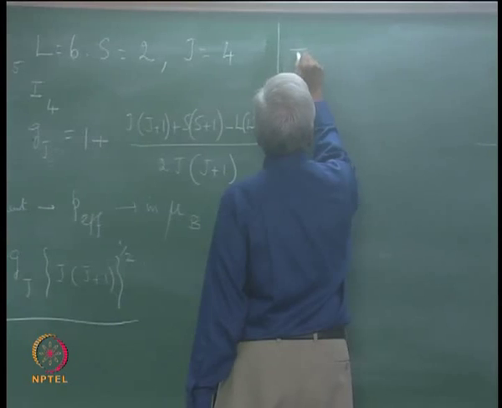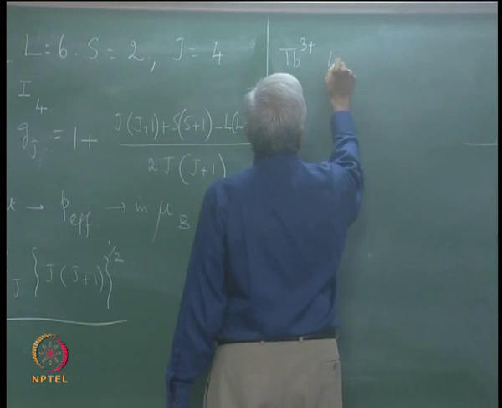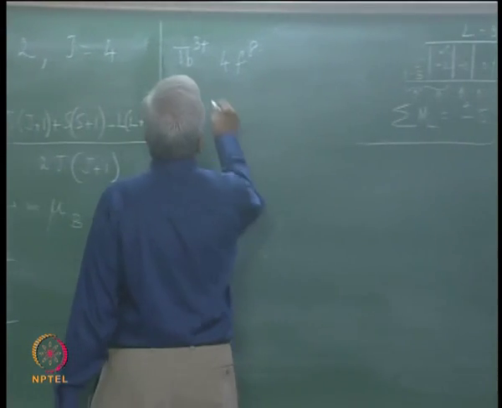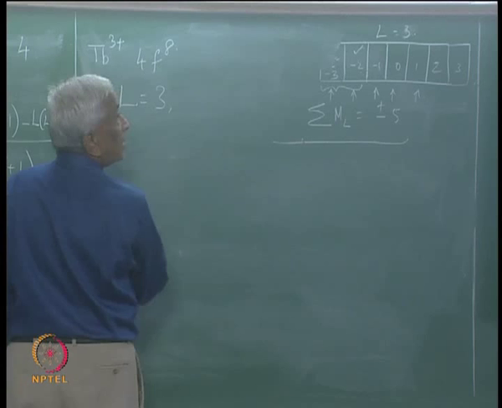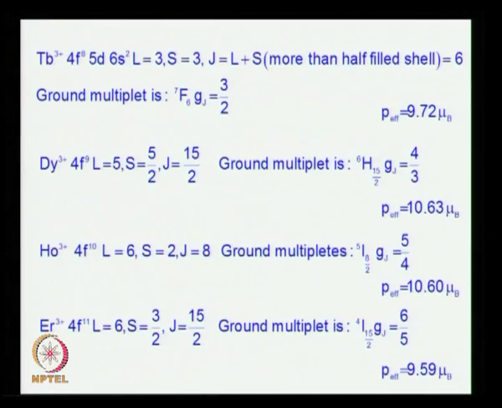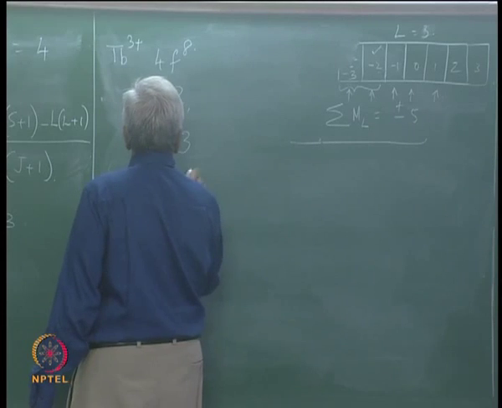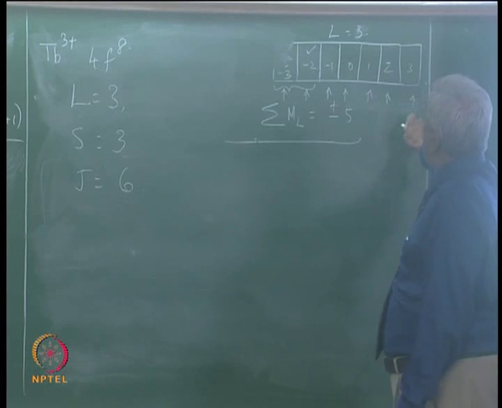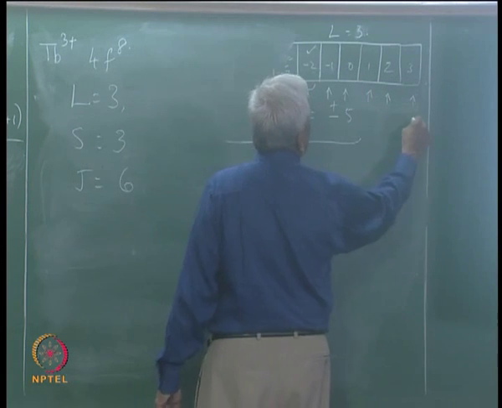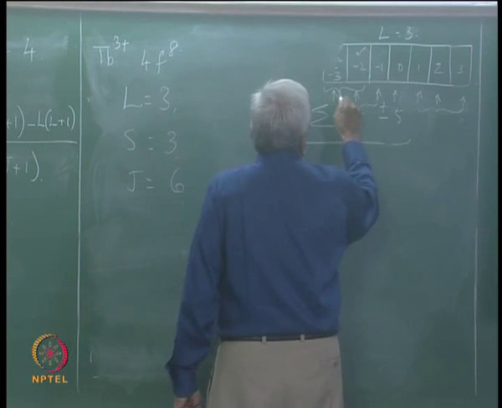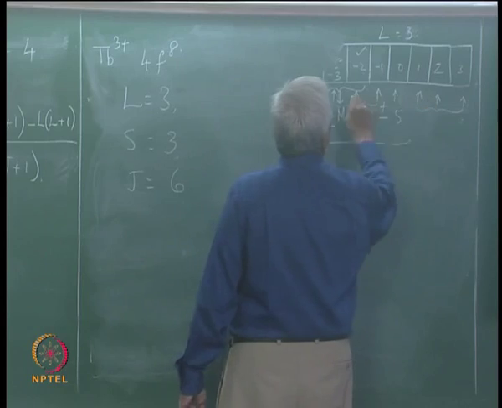So, terbium 3 plus, which has 8 electrons in the 4f shell. So, L is 3, S is 3, J is 6. In this case, the S is 3 because there are 7 electrons with parallel spin, and then the 8th electron goes to the opposite spin, so that you have plus 3 and minus 3 cancelling out, leaving L equal to 3.